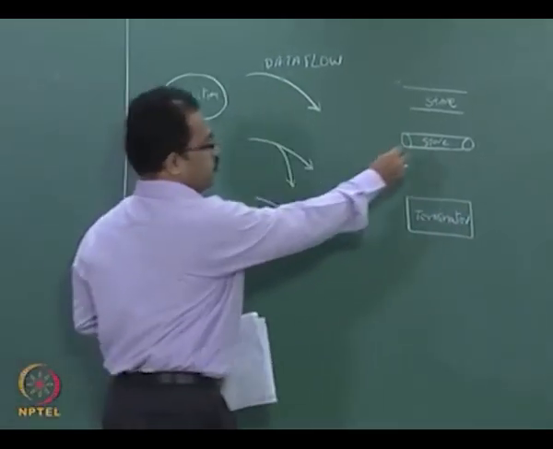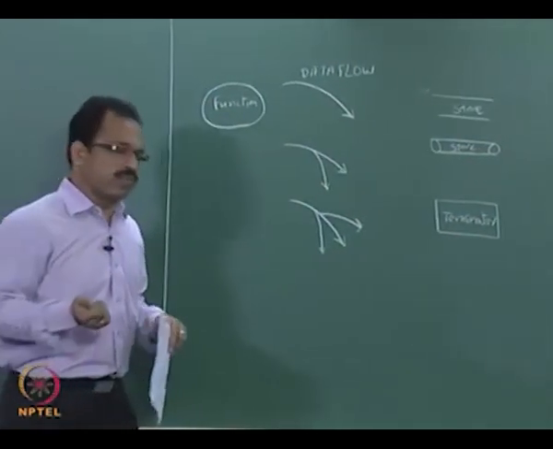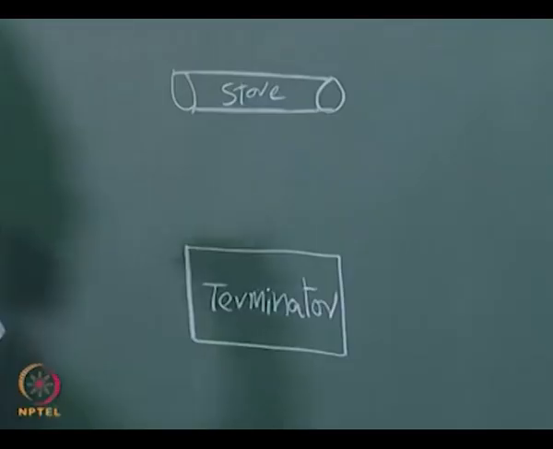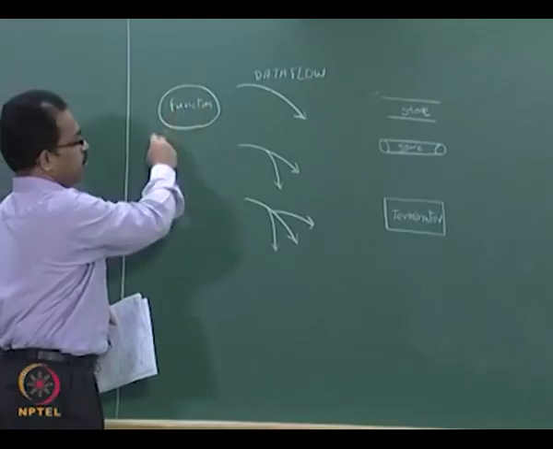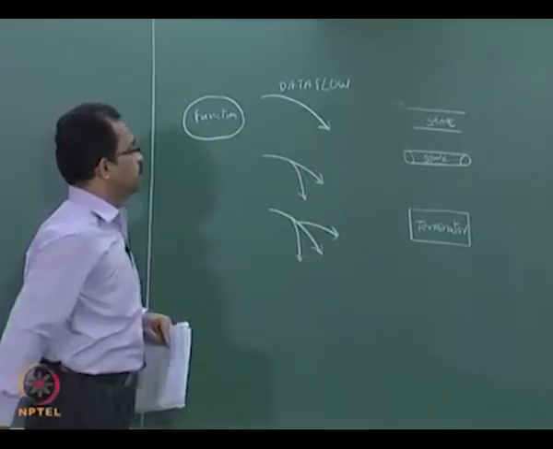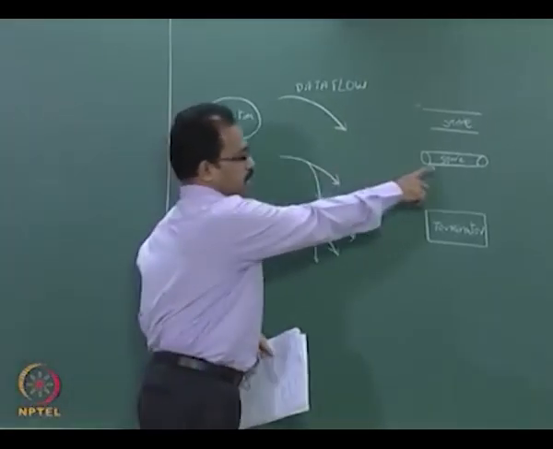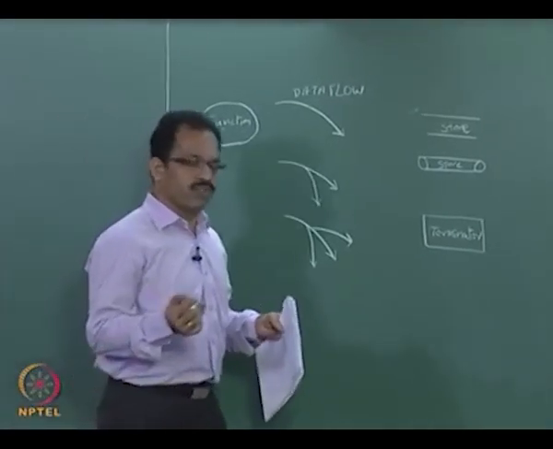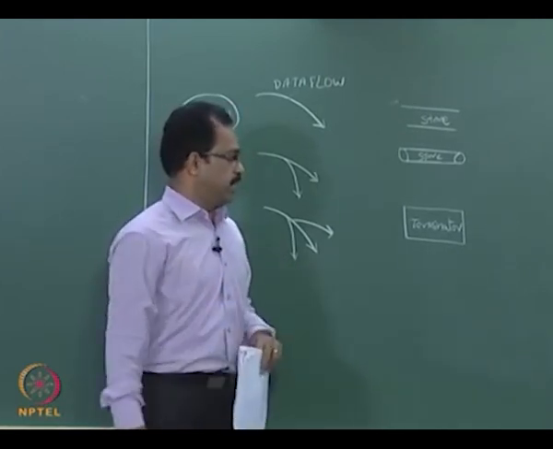The store represents the storage of data. The terminator represents the termination of that particular process or function, where the output from the whole process goes to the terminator and there the flow ends. So these are the four constructs. We represent a function or a system using a circle or an oval. We use arrows to represent the data flow, and we have a store for the database, and the terminator, which is more like an external system that provides data, or represents the end of that particular process.